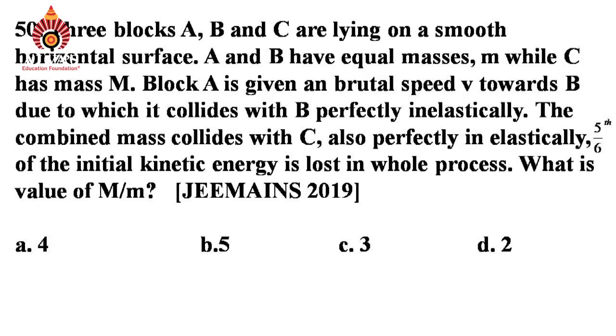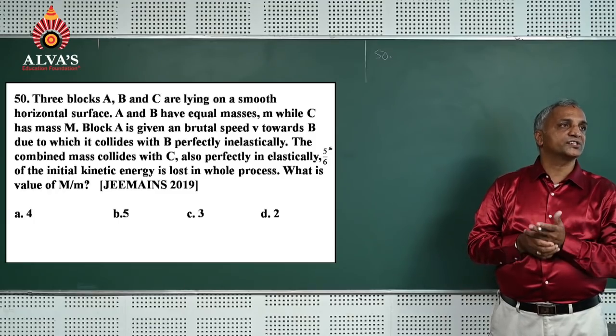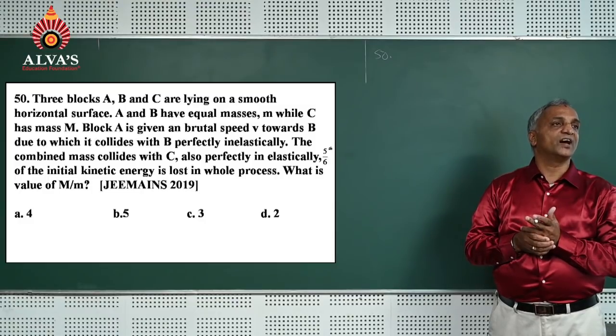Question number 50. Three blocks A, B, C are lying on a smooth horizontal surface. A and B have equal masses m, while C has mass M. Block A is given an initial speed v towards B, with which it collides with B perfectly inelastically. The combined mass collides with C also perfectly inelastically. 5/6 of the initial kinetic energy is lost in the whole process. What is the value of M by m?